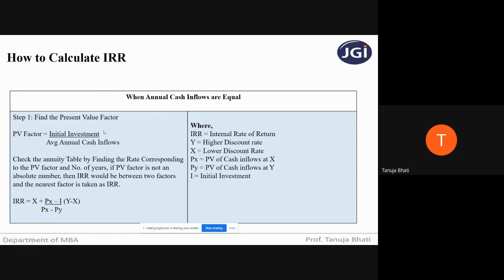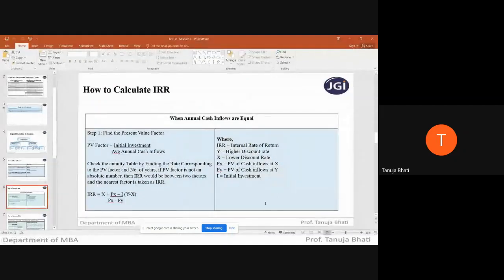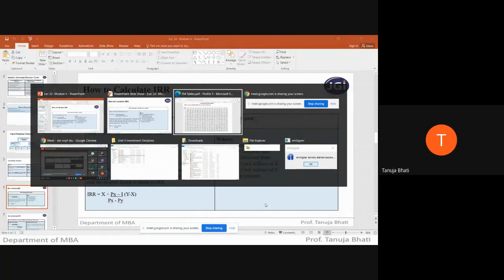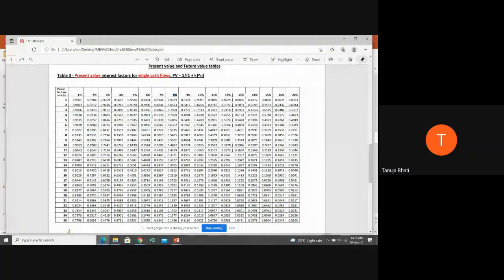Now, suppose the answer you're getting is 0.6499. How did you get this answer? For example, you have taken the initial investment divided by the annual cash inflows. You got it as, suppose, 0.6499, and for 5 years. So what is the IRR going to be? You have to see what is the rate of return corresponding to this factor for 5 years. So the rate of return is 9%. So IRR will be 9%.